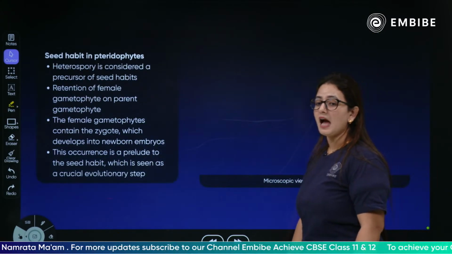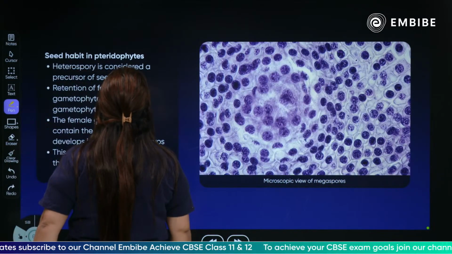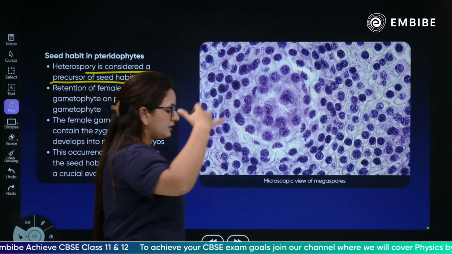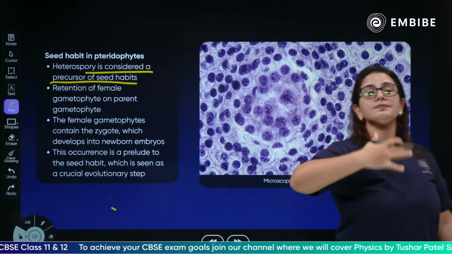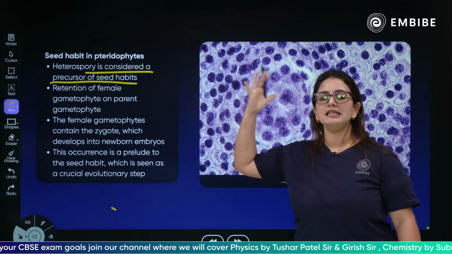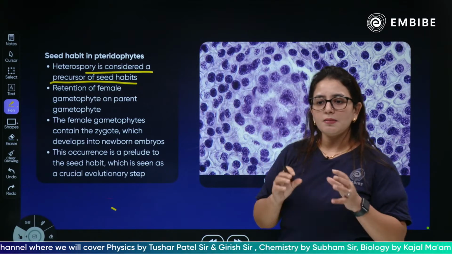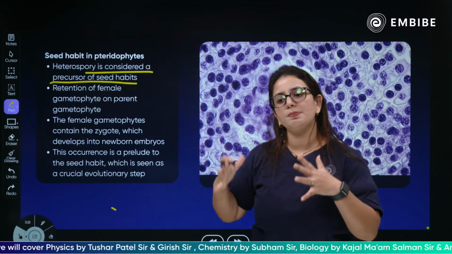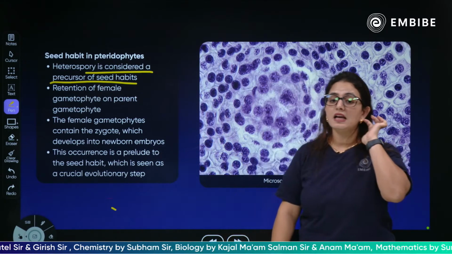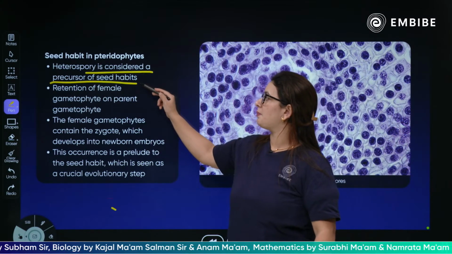Next, children, what is the seed habit? Since these are cryptogams, heterospory is considered to be the precursor of the seed habit. After the pteridophytes come the gymnosperms, which clearly show seeds, but some features indicating that seeds could appear in evolution are shown by some plants of the pteridophytes. Heterospory is considered to be the precursor.